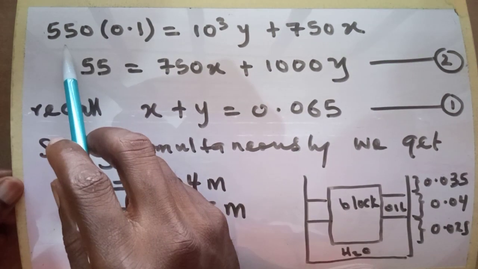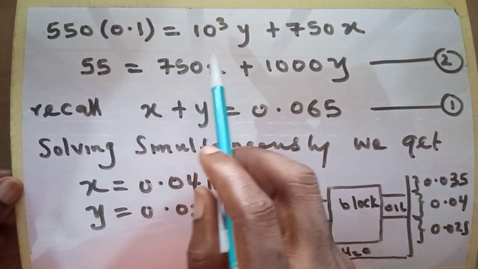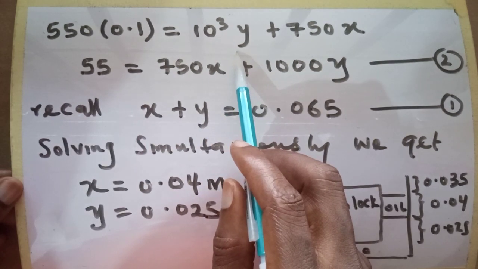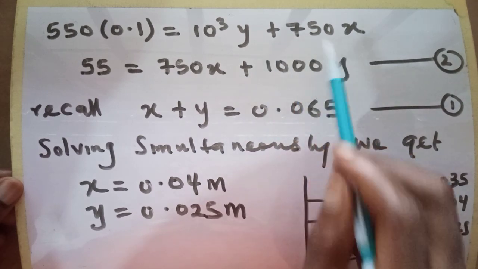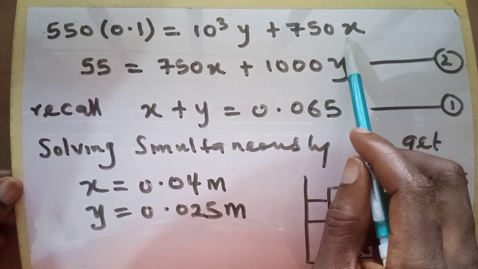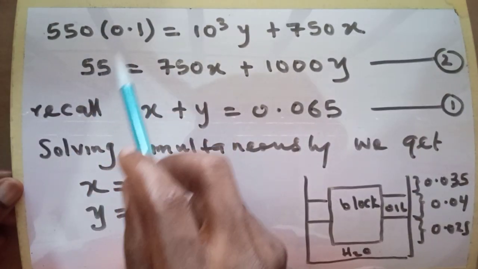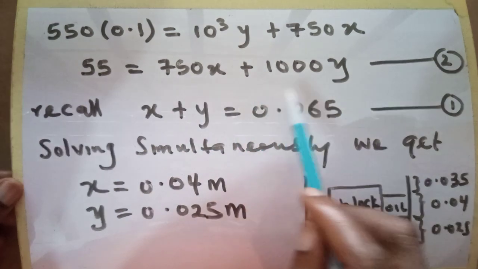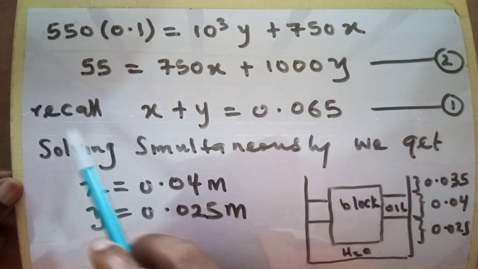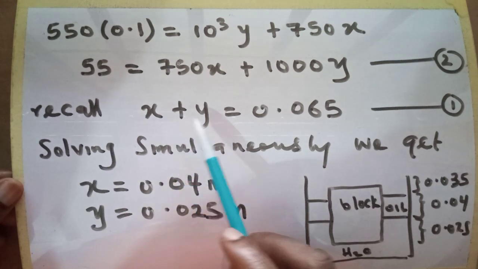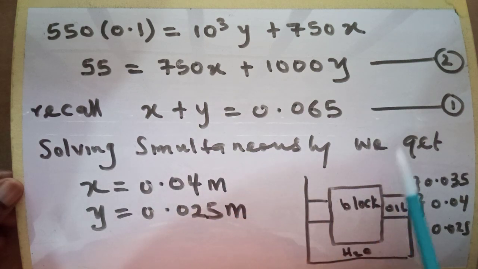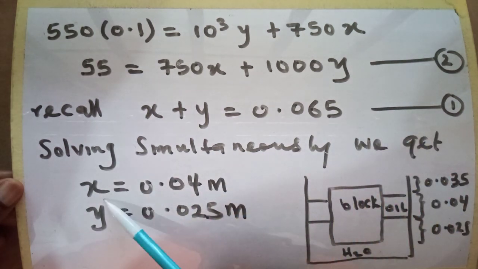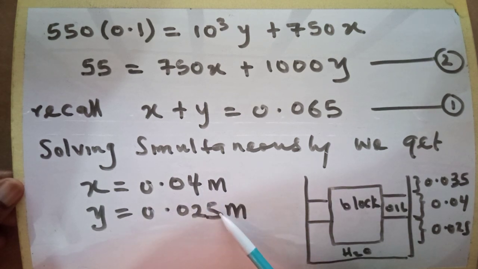So, since the density of the block is known and the length is known, equal to the density of the water multiplied by the thickness of the Y plus this expression, which is the density of the oil times the thickness of the oil. So if we take care of this, multiply this, we'll get this equal to this. This is equation 2. Now recall that from our equation 1, x plus y is equal to 0.065 meters. So solving simultaneously both equations, we'll get our x equal to 0.04 meters and y equal to 0.025 meters.